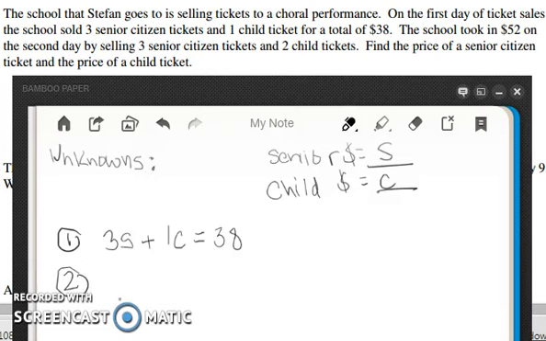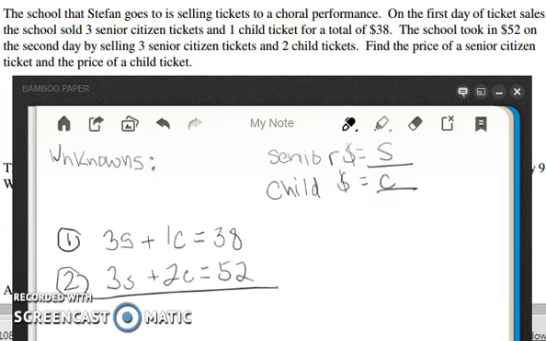Now, it doesn't always work in this exact fashion, but in this case it does. And the second day, it said it sold 3 senior citizen tickets again, plus we get 2 child's tickets. And that was for the price of $52. Okay, so this one we're actually going to solve. So I told you we're going to solve 2, set up 2. So this one will actually solve.